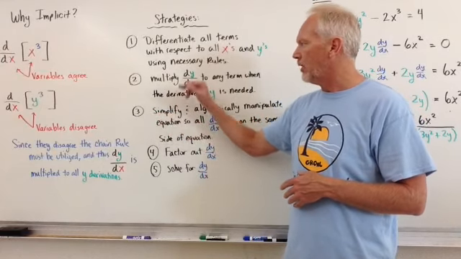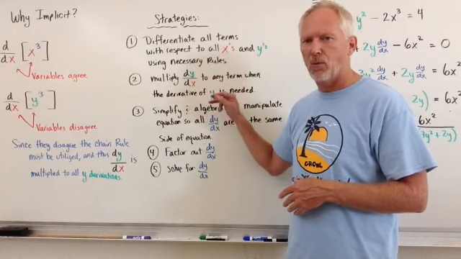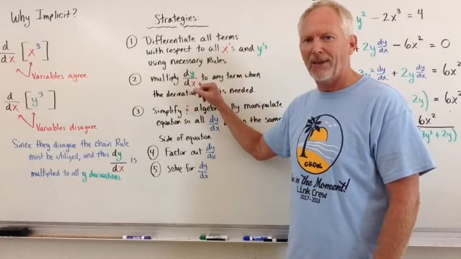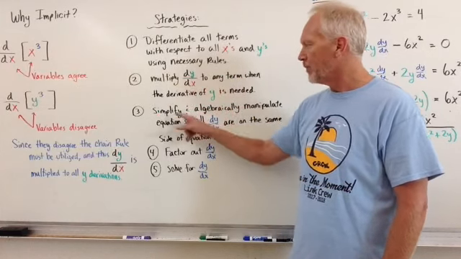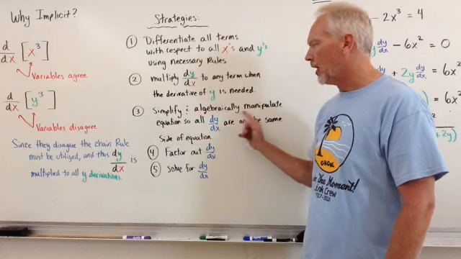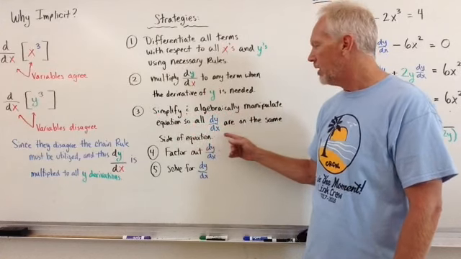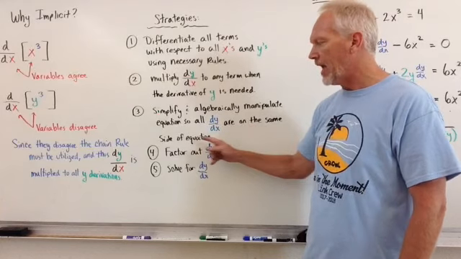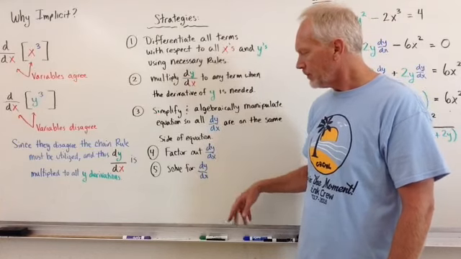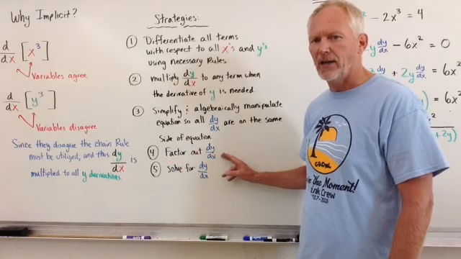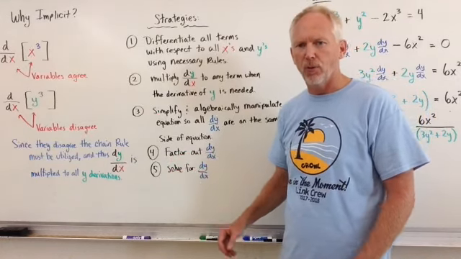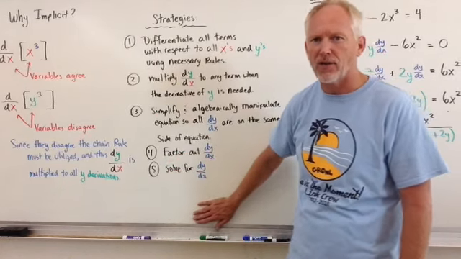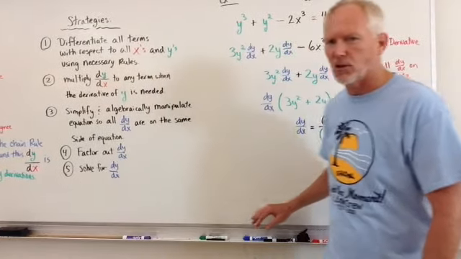Then step 3, after we have taken the derivative with respect to any y's and multiplied that term by dy/dx, we simplify and algebraically manipulate the equation so that all dy/dx terms are on the same side of the equation. Then we factor out the dy/dx and simply solve for dy/dx. That's what they're asking us to do in most of these situations.